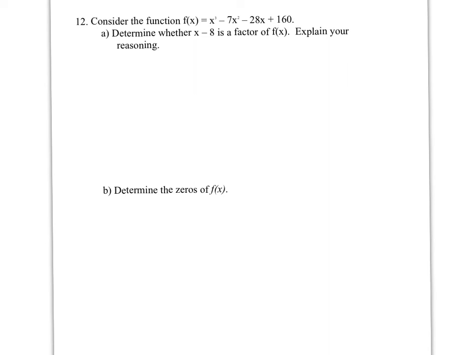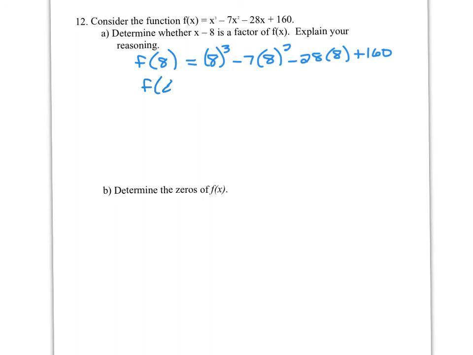I'm going to find f of positive 8. So what I did was I just replaced positive 8 in for all the x's. And you could just plug this in your calculator. And when you do, look at that, it is equal to 0. F of 8 is equal to 0.